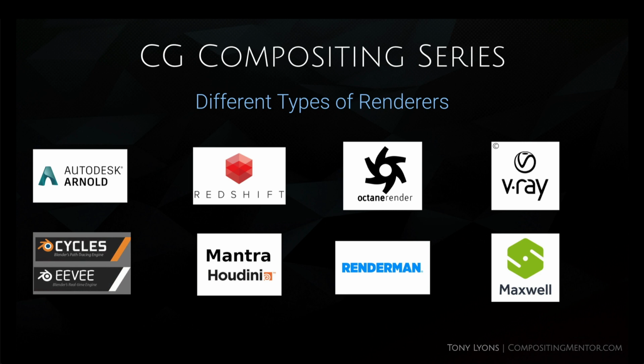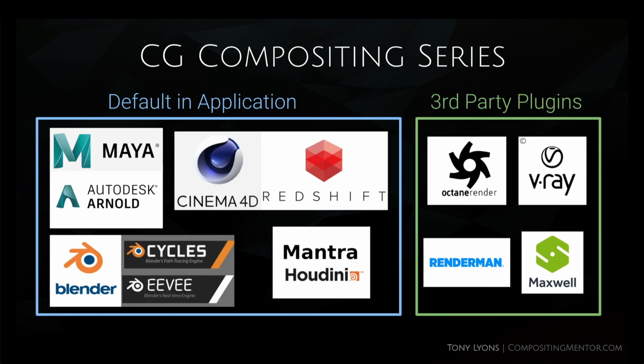Some of these renderers actually come with different applications by default, which makes them even more popular than some of the other ones. So you can see here, you can almost couple some of them together. Maya, for example, comes with Arnold, and Cinema 4D comes with Redshift. Blender has Cycles and Eevee, and Mantra is Houdini's renderer. So Octane, V-Ray, RenderMan, Maxwell, and some other renderers, those are third-party plugins.